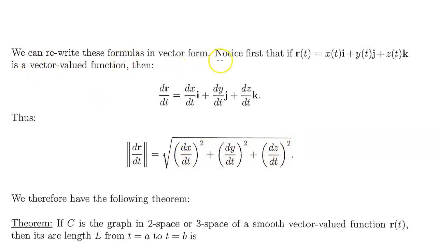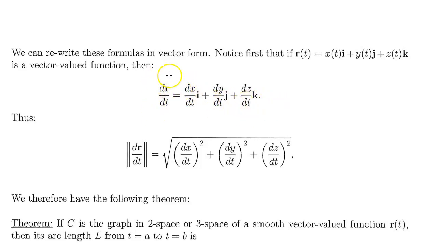We can rewrite these formulas in vector form. So if r of t is x of t, y of t, z of t, I've written in the IJK notation. Notice what's dr dt. Now, dr dt is another way of saying r prime of t. So this is dr dt or r prime of t, however you want to write it. Notice it's dx dt i plus dy dt j plus dz dt k. Or you could put this in the bracket notation.